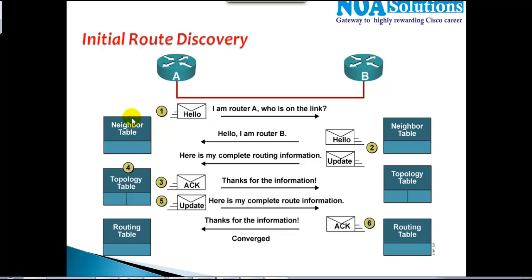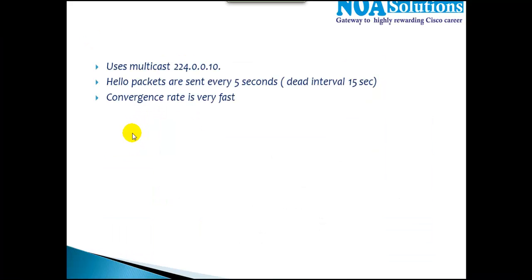So the basic process is very simple. They will send and receive the hello messages, and then they will exchange the routing information in the second step. After that, they will send the acknowledgements, and finally they will calculate the best route and write that best route in the routing table. So in simple terms, I can say the initial process is going to be in 3 steps. Here you can see updates are sent on a multicast address, and there is one more thing.